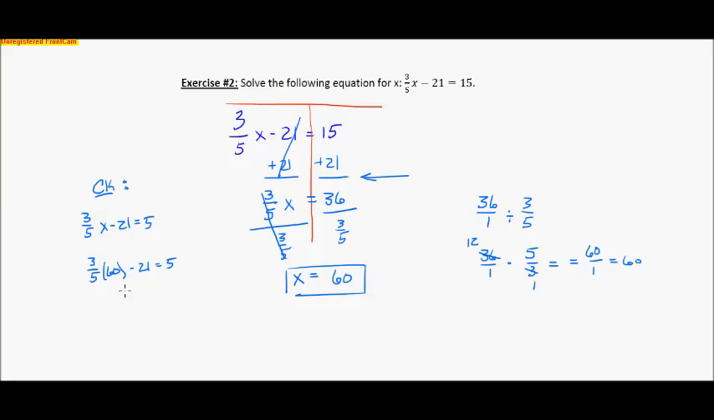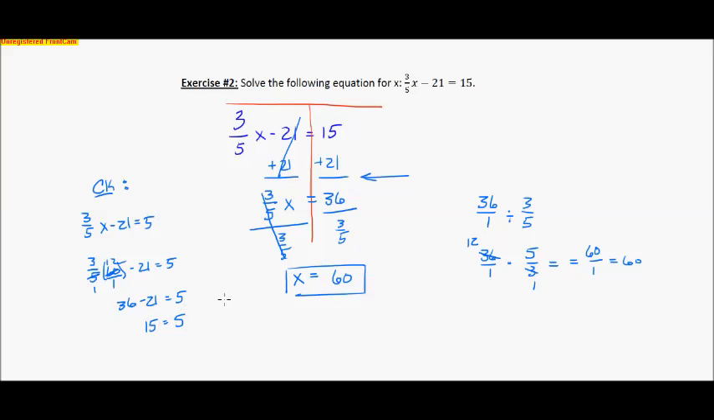Alright, I just plugged in a 60. Now I have to do the math on this side, and I'm going to turn that 60 into a fraction, so that will cancel. Alright, and 3 times 12 is 36. And I'll bring everything else down, and 36 minus 21 is 15.